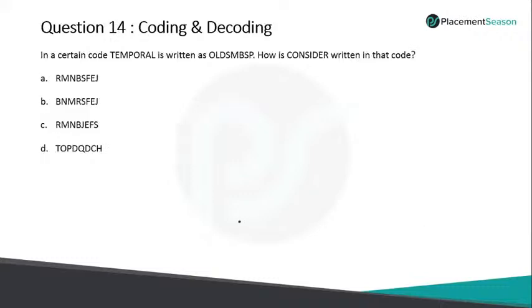Now coding and decoding. See, in a certain code, temporal is written as some letters, and how is something written in that code. While solving any coding and decoding type questions in this format, you should have the alphabets in your mind from A to Z. 26 letters are there. Just remember the positions: A as 1, Z as 26, or A as 26, Z as 1 in reverse order. If I ask you what is J, J should be 10 in forward order. You should be able to tell that.